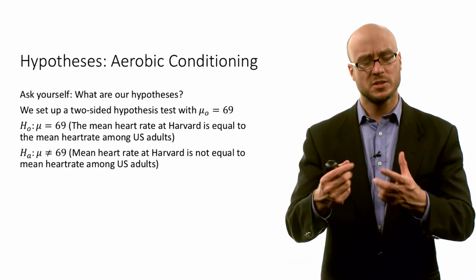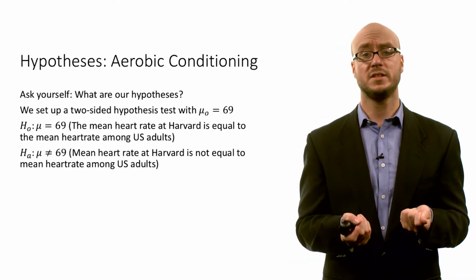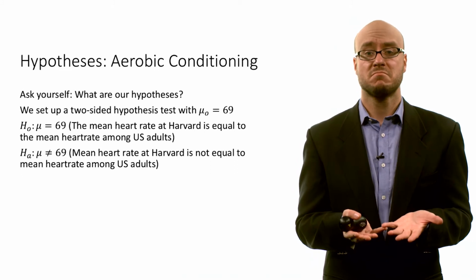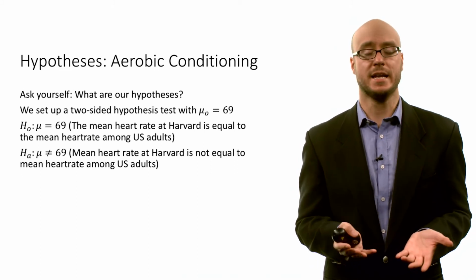Then since we have a two-sided test, the alternative is that the mean of Harvard students is not equal to 69. Maybe Harvard students are in fact less aerobically conditioned, and so maybe their heart rate is actually higher. Or maybe they're more aerobically conditioned, so their heart rate is lower. We're not making any alternative claim about whether it's above or below, but the point is that we think it's just different. We think Harvard students are perhaps different from the US population in terms of aerobic conditioning.